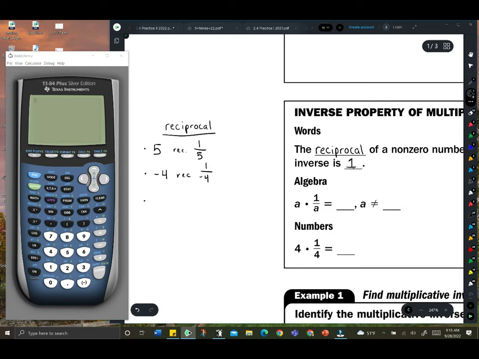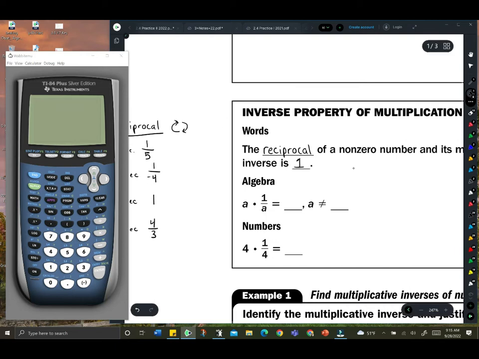What can be tricky is 1 actually has a reciprocal of 1, okay? And say something like 3/4 has a reciprocal of 4/3. So if you think of 5 as 5 over 1, and negative 4 as negative 4 over 1, and 1 as 1 over 1, the reciprocal simply flips each part. Okay, so that is what is going on.